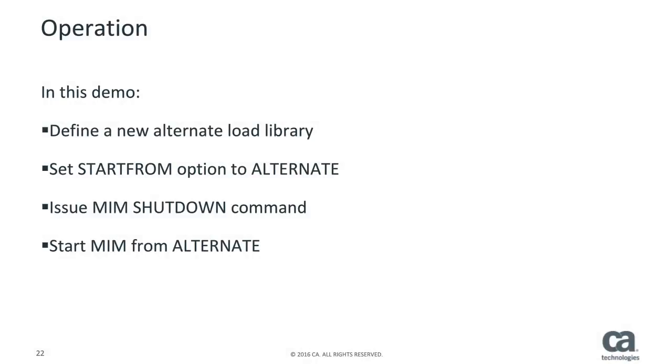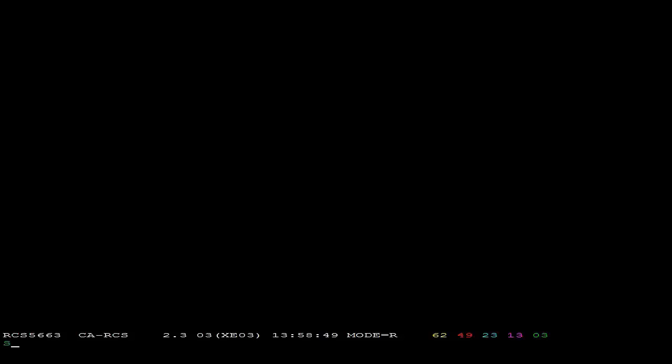In this demo, I will define a new alternate load library and set the start from option to alternate. Then I will locally shut down my MIM and start back up. Upon startup, we will see that the alternate load library is now in use. First, let's start my MIM with the predefined load library.